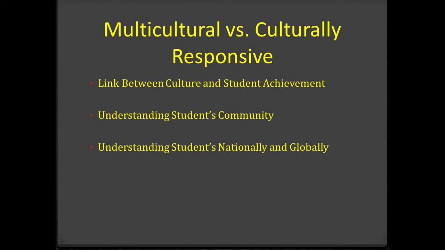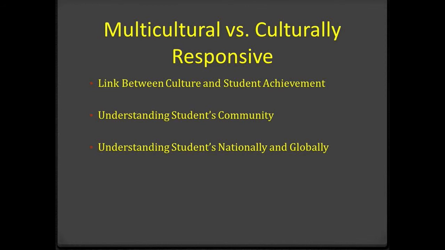In order to do this, teachers must actively engage themselves in understanding the students' community. Teachers must also understand how students view themselves beyond their community. This can be on a national or even global level. As teachers better understand the student's worldview, then all students can be included in the teaching process, be challenged academically, and can find relevant meaning in what they have learned.